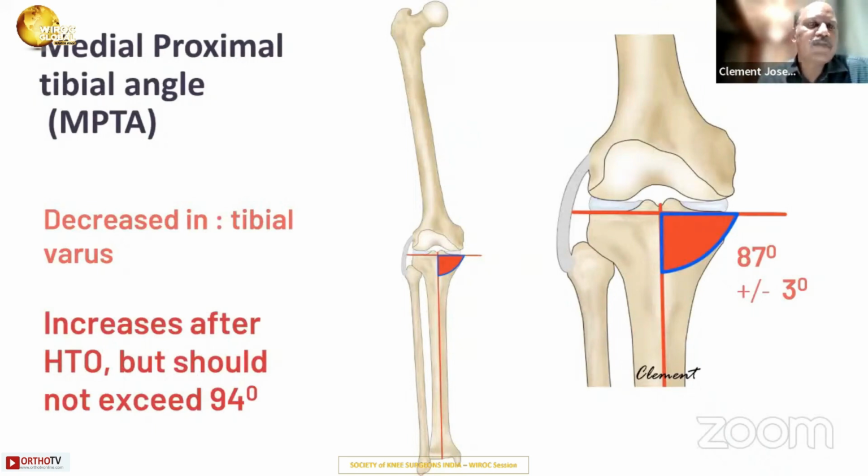The first of them is the MPTA, the mechanical medial proximal tibial angle, which is the angle between the mechanical axis of the tibia and the proximal tibial joint surface. The normal value is 87 degrees plus or minus 3. It is always decreased in varus due to tibial causes. When you're correcting the varus by doing an opening wedge osteotomy, it tends to increase, but it should not be overcorrected. Ideally, it should stop at around 94 degrees.